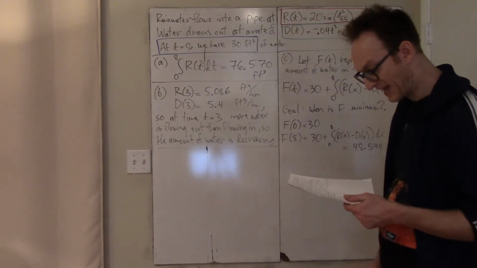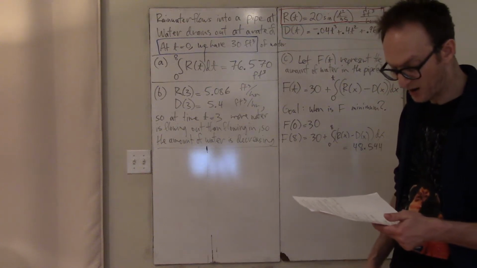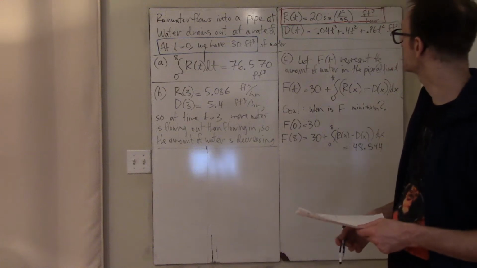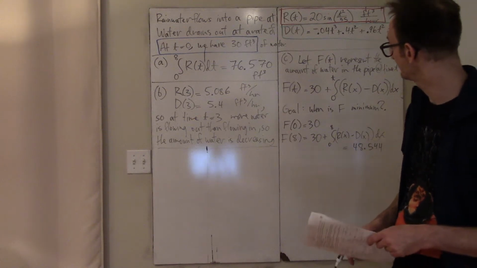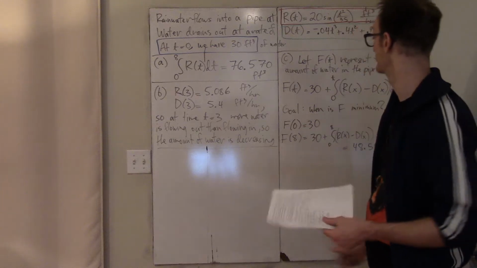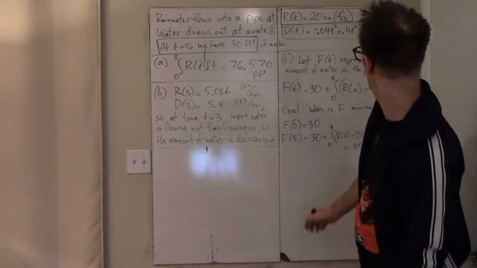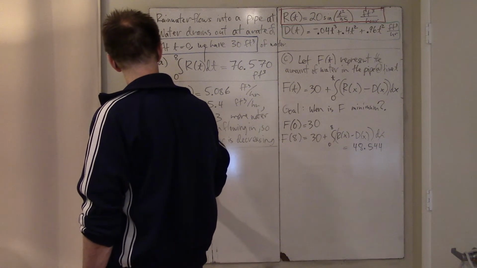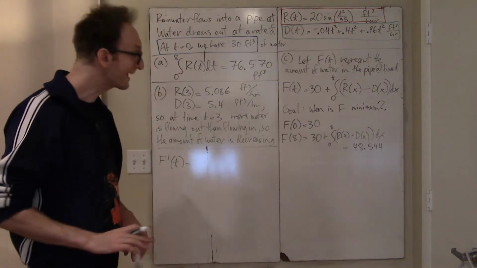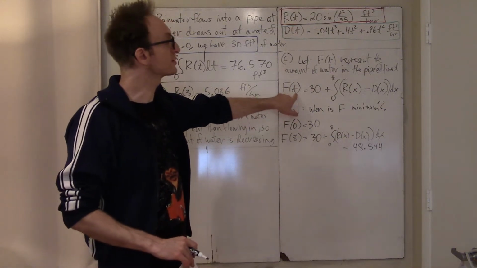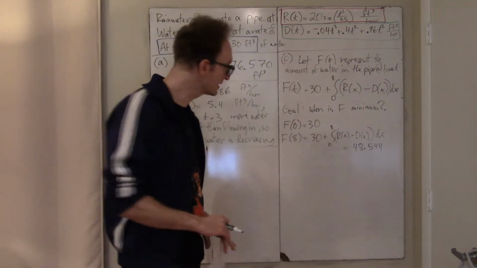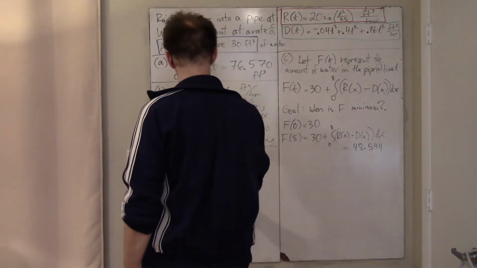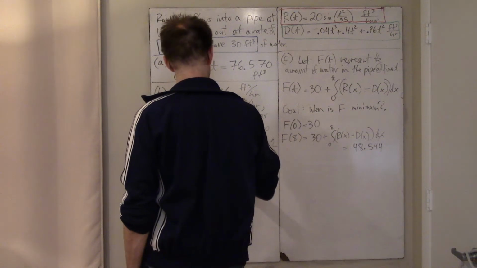48.544, and now I need to see if there are any relative minima, or places where this f function, I first need to take the derivative. So what is the derivative? Let's see, maybe I'll move over here to do this. So f prime of this function is, and here's where you use the fundamental theorem of calculus, that the derivative of the integral is the function. F prime is, well, the derivative of 30 is 0, and the derivative of this is just going to be r of t minus d of t.